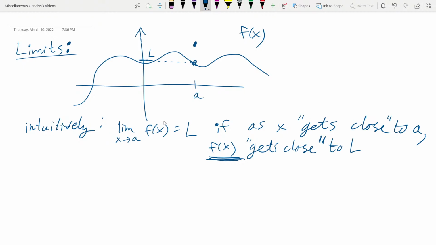So this idea of "gets close to" is not really an absolute notion of what this means. It just has to be interpreted in stages.